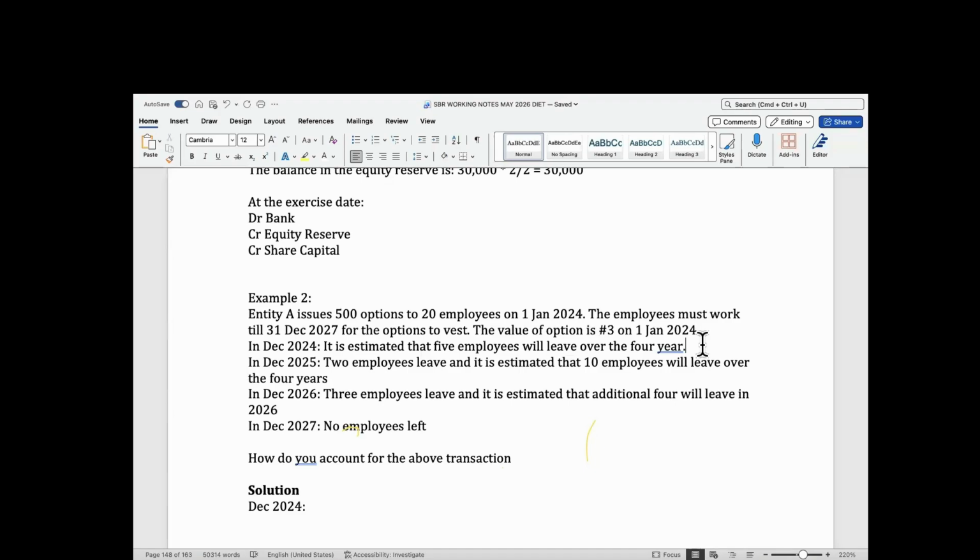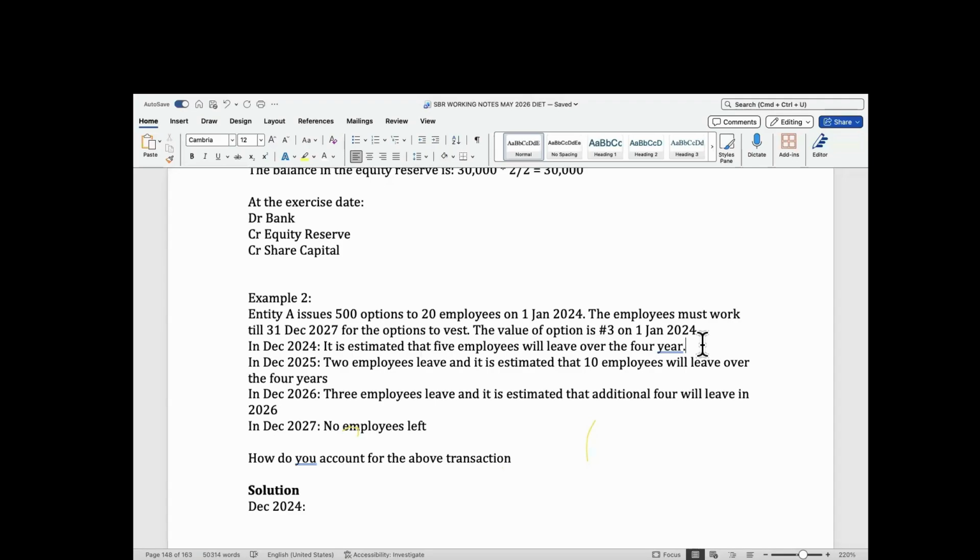What that means is that at the end of every year, we need to have an idea of how many people will not leave the company. And why do we need to have that idea? Because those are the people that we are actually going to incur expense on. Those are the people we are going to give shares to. Those are the people whose options would be exercised.